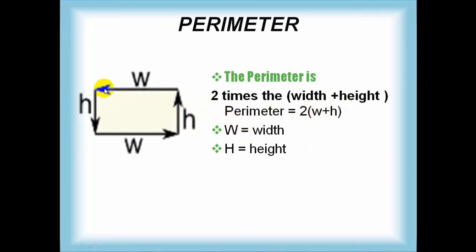So for example, in this rectangle, this is the width and this is the length. Suppose the width is 2 centimeters and this length is equal to 3 centimeters. Then the perimeter for the rectangle will be equal to 2 multiplied by 2 plus 3, 2 plus 3 is 5, and 5 times 2 is 10. Then the perimeter of the rectangle will be 10 centimeters.